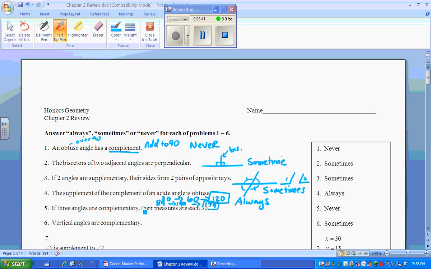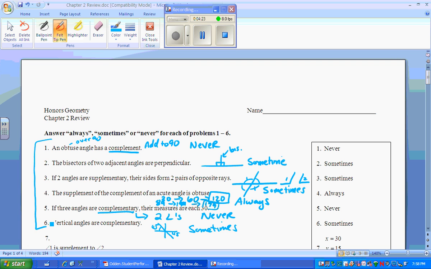Number 5, if three angles are complementary, their measures are each 30. Well, what does it mean to be complementary? Complementary by definition is two angles. So this answer is never. Unless, well, can vertical angles be complementary to each other? Sure, if you have angles that started like this, and this angle could be 45, and this angle could be 45, meaning that they would add to be 90, so they are complementary. So this sometimes can happen. Very rare will that happen, but sometimes that can happen.